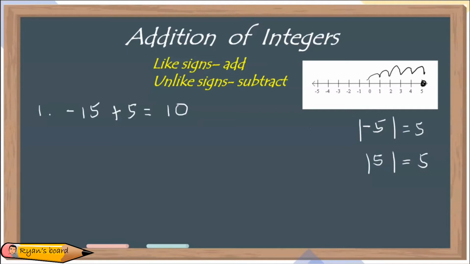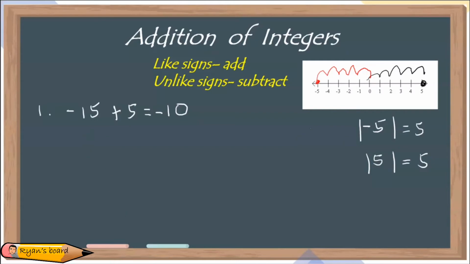Let's have negative 5. Ito yung negative 5. Ilan yung distance niyan mula sa 0? 1, 2, 3, 4, 5. Kaya nga, yung absolute value lagi ng number ay laging positive. Now, balik tayo dito sa ating example. Ano ang absolute value ng negative 15? That is positive 15. Ano ang absolute value ng 5? That is 5. Sino ngayon ang mas malaki sa kanilang dalawa? Of course, si 15. Now, ano ang sign ni 15 dito? That is negative. You copy the sign of the higher absolute value. So, laging tandaan, copy the sign of the higher absolute value.